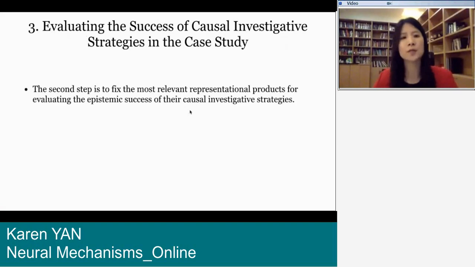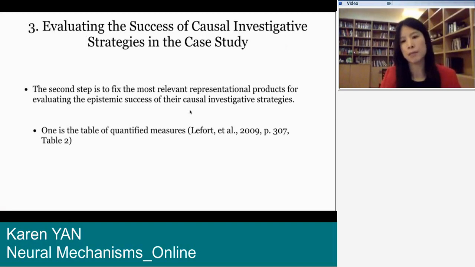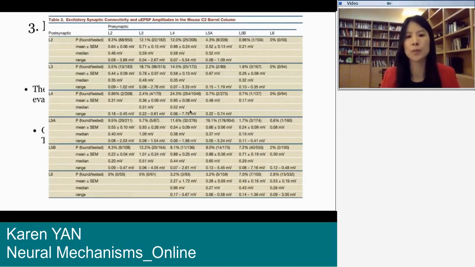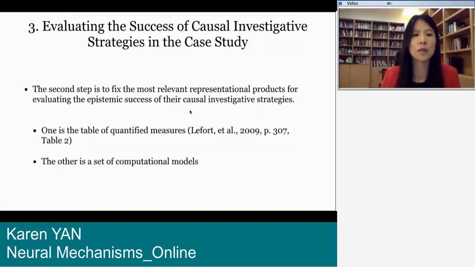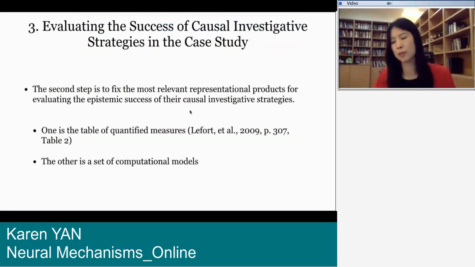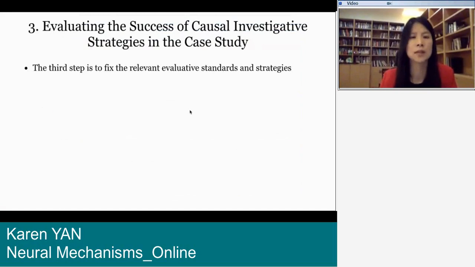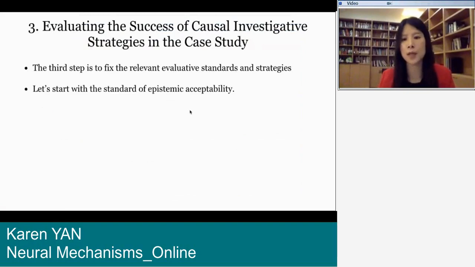The second step is to fix the most relevant representational products for evaluating the epistemic success. One is the table of quantified measures, the outcome or product of their recording experiment, which I remind you is this table. And the other one is a set of computational models they build to run the simulation experiment. The third step is we fix the relevant standards and strategies we're going to use, and that's basically just plugging in what I talked about in section 2. So let's start with the standard of epistemic acceptability.